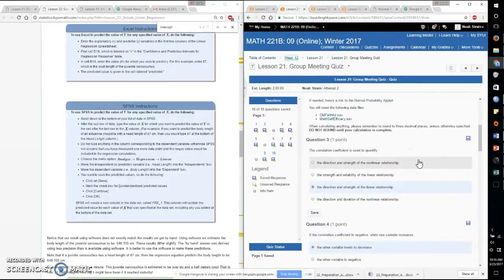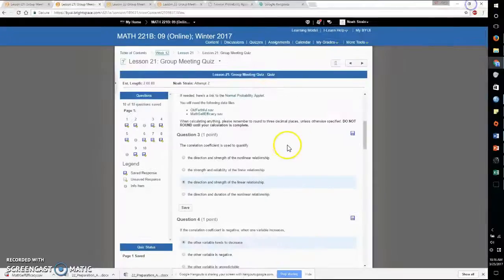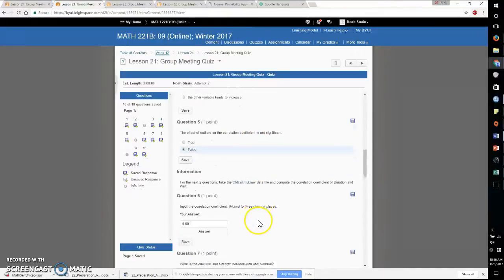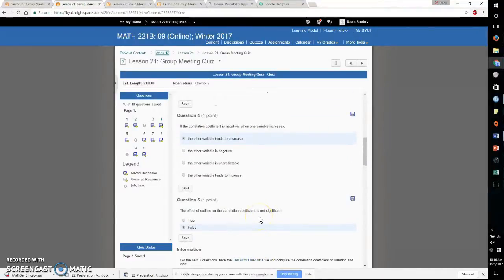So question 3, the correlation coefficient is used to quantify C, the direction and strength of the linear relationship. And question 4, if the correlation coefficient is negative when one variable increases, then A, the other variable tends to decrease. And that's because they're making lines, so they follow each other. And so if one increases, the other decreases, and vice versa, whether that's positive or negative.